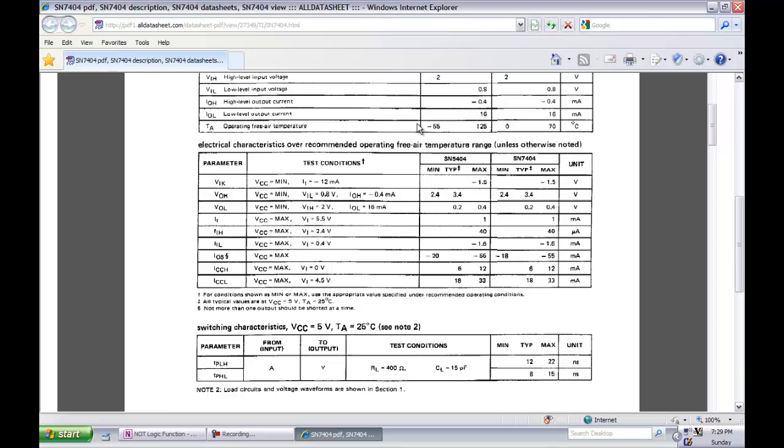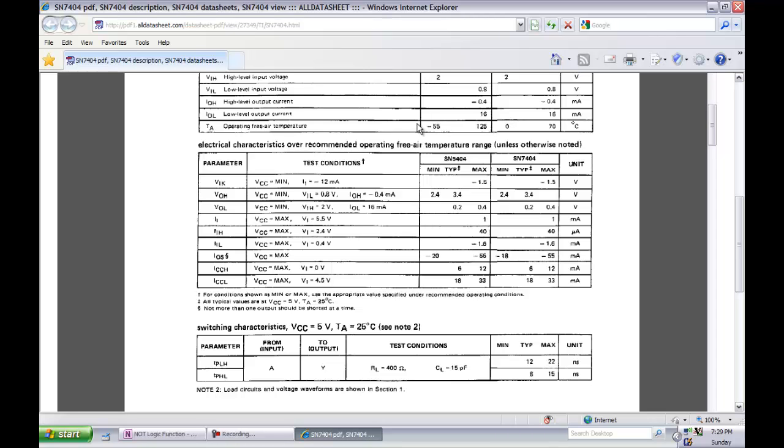Switching characteristics. Uh-oh, we're not ideal. Look at that parameter, TPLH, the time for the pulse transition from low to high. On the right-hand side, it says a typical delay of 12 nanoseconds, up to a maximum of 22 nanoseconds. Look at the next parameter, TPHL. Typical delays of 8 nanoseconds, all the way up to 15 nanoseconds.